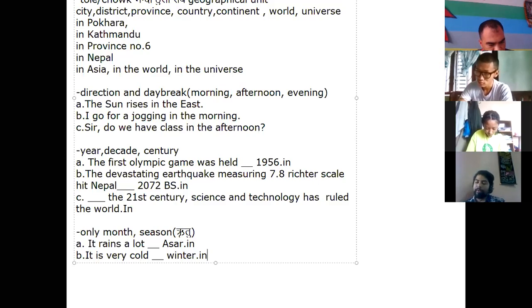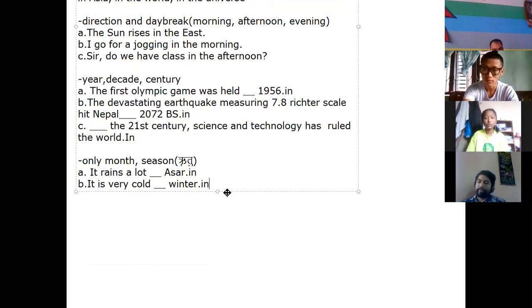Farmers harvest crops in autumn. During also can be used, because it is a period. It depends on the option. If both options are given, both will be correct. If only one is given, you go for that. During winter or in winter. All right. So this is it for in.